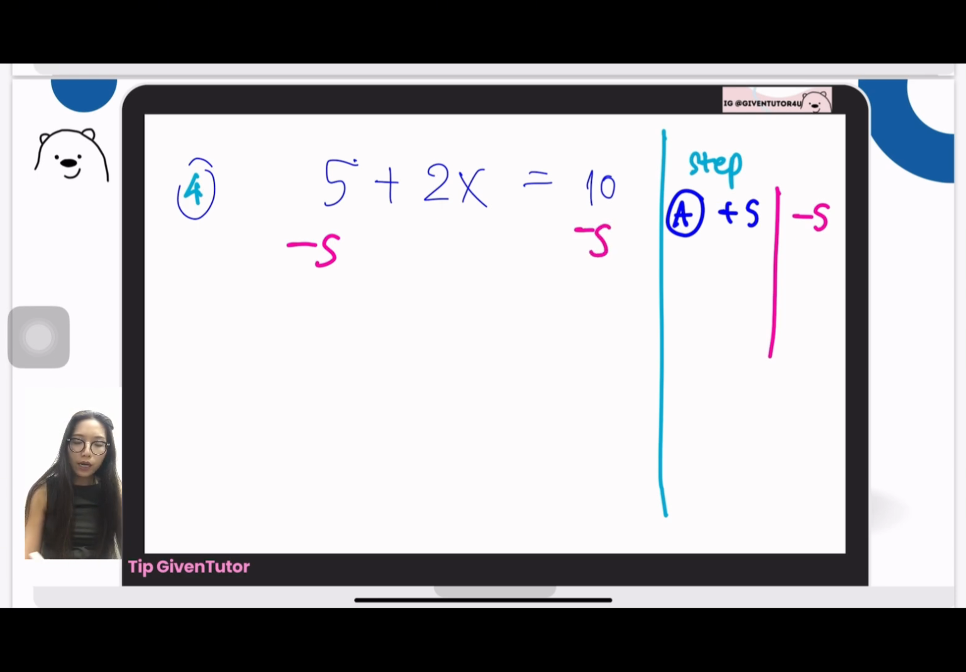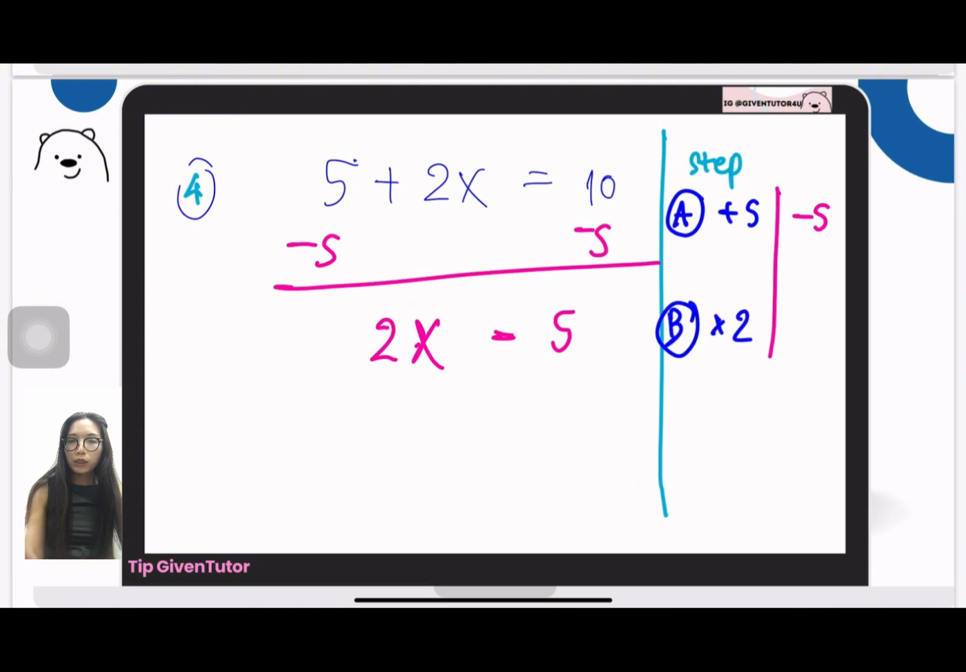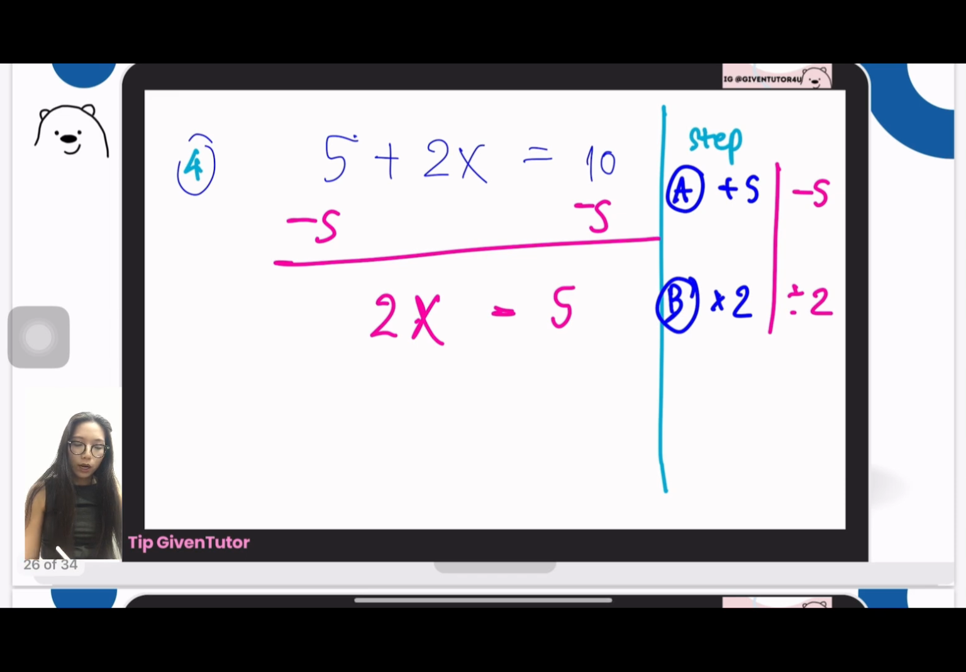After that, what we have right now is 2x after this step, and then equal to 5. So step B, what we have right now is times 2, right? And the reverse will be divide by 2. So it will be divide by 2, divide by 2, 5 divided by, oh sorry, it's 5 divided by 2. Okay, so right now what we have here is x equals 5 over 2, or even 2.5, the answer for number 4.